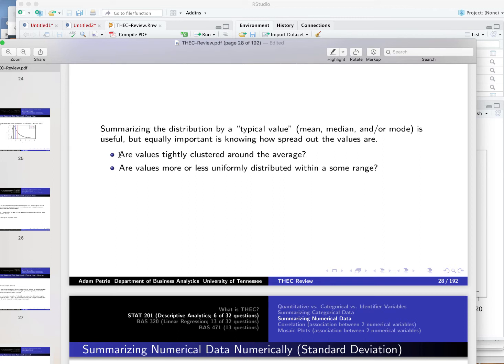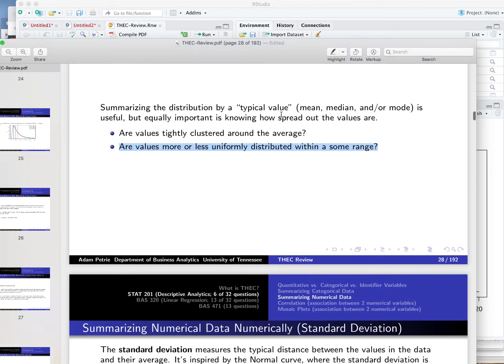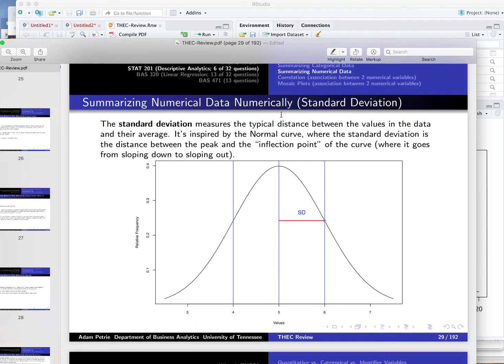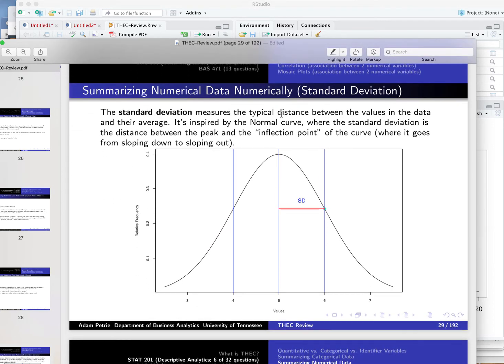So we want to know, are values tightly clustered around the average or the median? Or are values kind of uniformly distributed across some range? What's a measure that we can use for the spread of values in a distribution? For numerical data, we have a choice. We can either use the standard deviation as our measure of how spread out the values are, or we can use the interquartile range. Let's review the standard deviation.